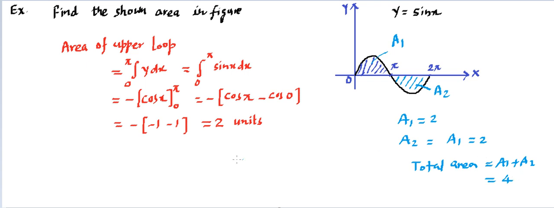Now if somebody else finds the value of the integration from pi to 2 pi of sine x dx, can we say what this value is going to be? You will say this value is basically the same as for the upper loop. For the lower loop we are going to get the same magnitude, so it's going to be 2, but this will bring a minus sign. Why will this bring a minus sign? Because when we are working from pi to 2 pi, y is downside. Since y is downside, that means y is negative.